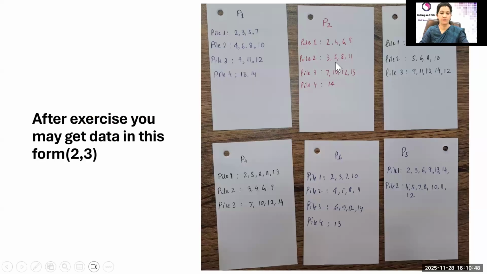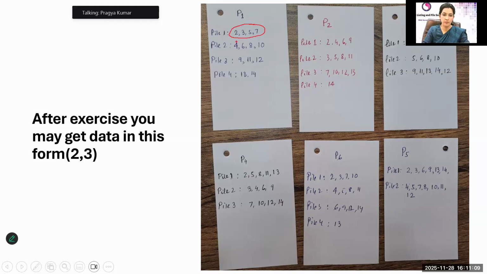After the exercise which we have done, you may get data like this. Let's say this is the participant 1 data. This is the participant 2 data. Participant 1 has kept in pile 1 items 2, 3, 5, 7. In pile 2, items 4, 6, 8 and 10. In pile 3, items 9, 11, and 12. And participant 2 has kept in pile 1 items 2, 4, 6, and 9.